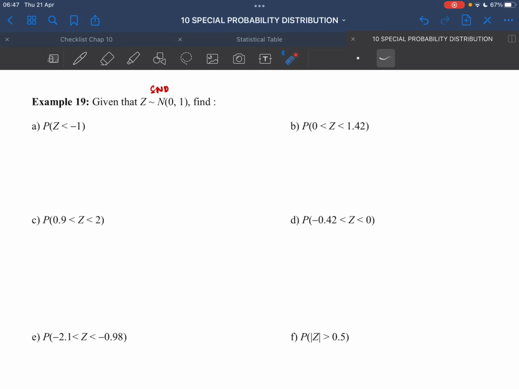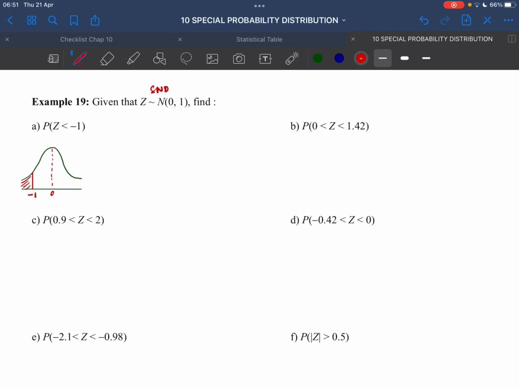Now we are going to apply the bell shaped thing that we did earlier. Here we have z less than negative 1. Biasakan lukis bell shape supaya kamu tak confused. So we have the bell shape here. The question asks about z less than negative 1. This is your 0, so negative 1 is on the left hand side. This is negative 1. So z less than negative 1 is the area that we want to find.